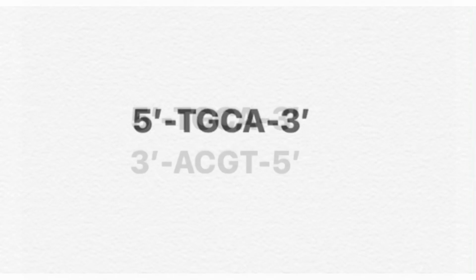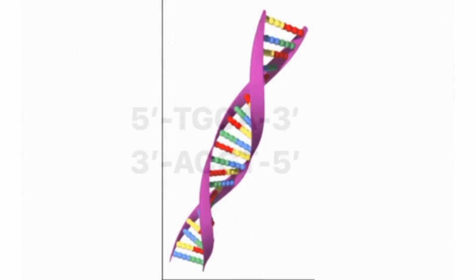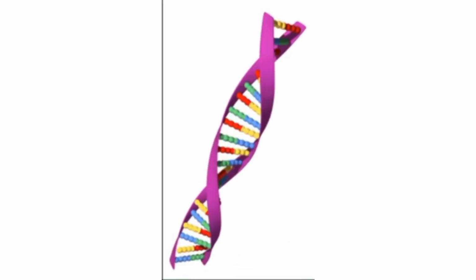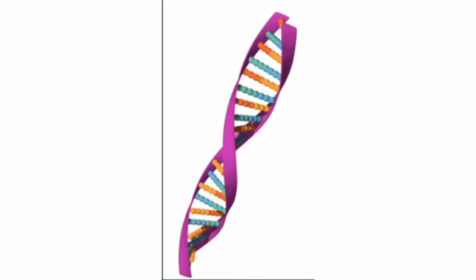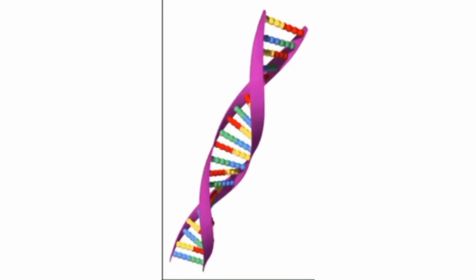So when we write a sequence of nucleotides, it's important to show the direction. And when we write the complementary sequence, it is important to show the anti-parallel direction. We are now going to learn how DNA makes a copy of itself in a process called DNA replication.